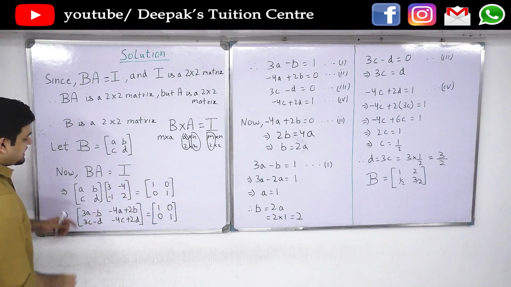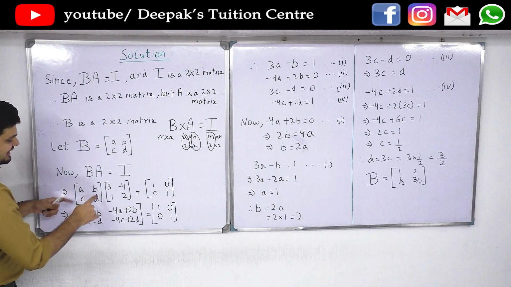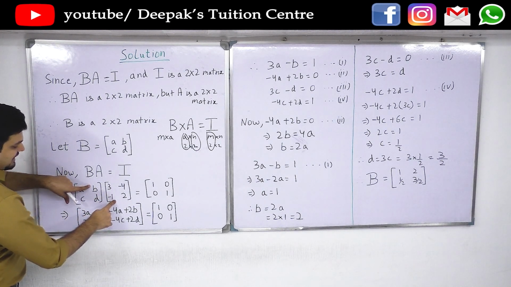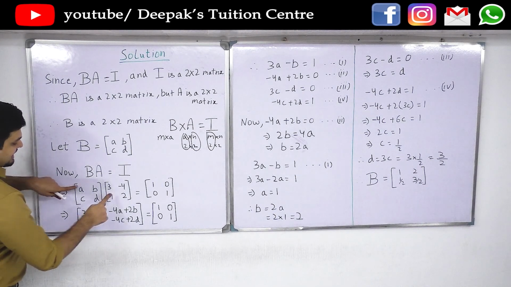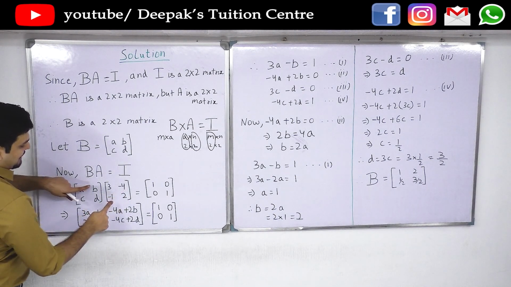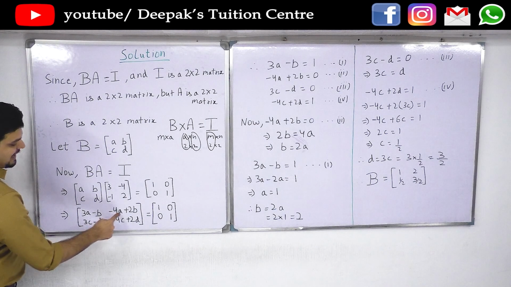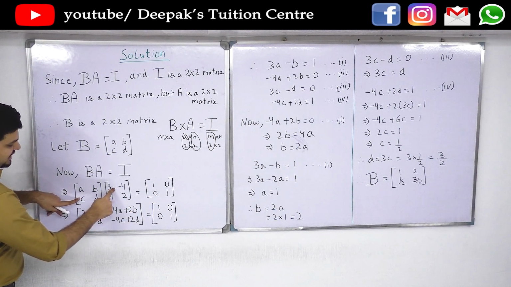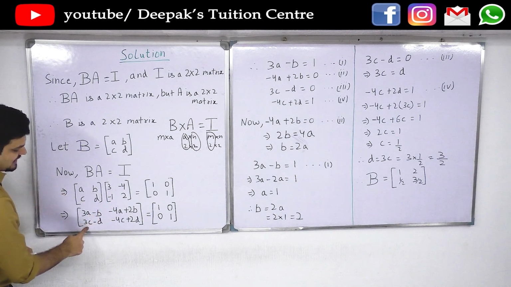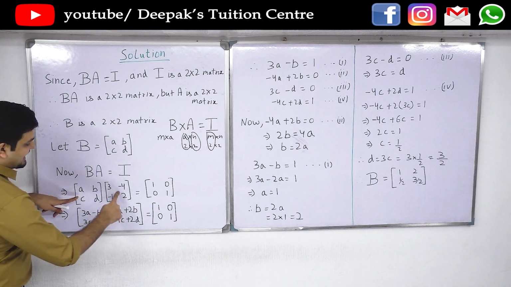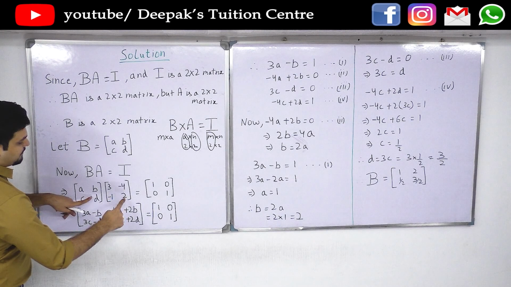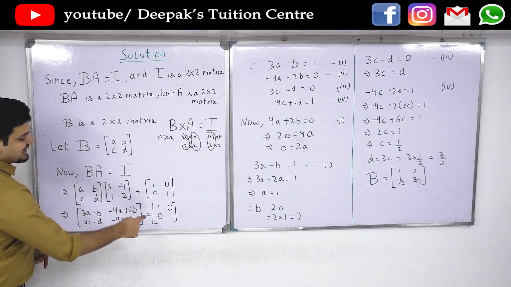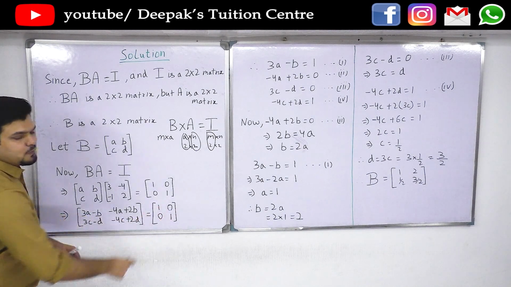So, when we multiply the first 2 matrices, we get 3 into A plus B into minus 1, that is 3A minus B. A into minus 4 plus B into 2, that is minus 4A plus 2B. Similarly, C into 3 plus D into minus 1, that is 3C minus D, and C into minus 4 plus D into 2, that is minus 4C plus 2D, equals [1, 0; 0, 1].